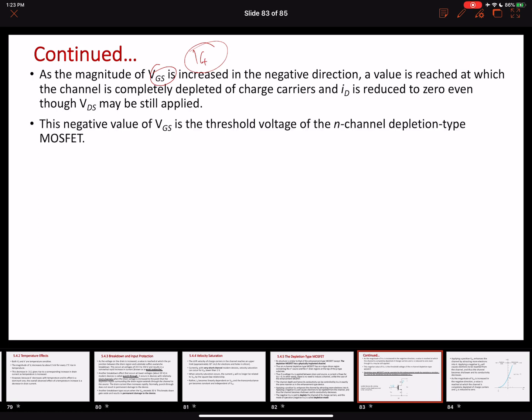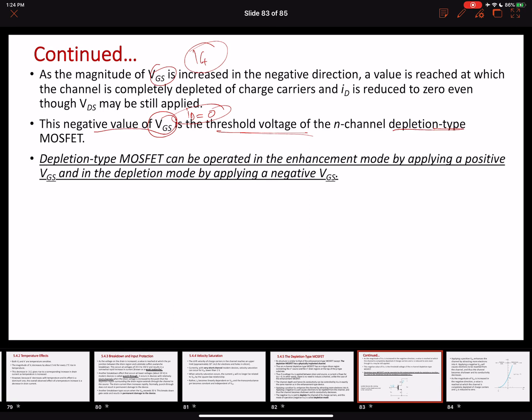Okay, so this is what we just said. The negative value of the VGS at which the drain current will become zero is the threshold voltage of the N channel depletion type MOSFET, right? The important thing is that the depletion type MOSFET can be operated both in enhancement mode, by increasing the value of the VGS from 0 or by applying a positive VGS, and in depletion mode by applying a negative VGS.